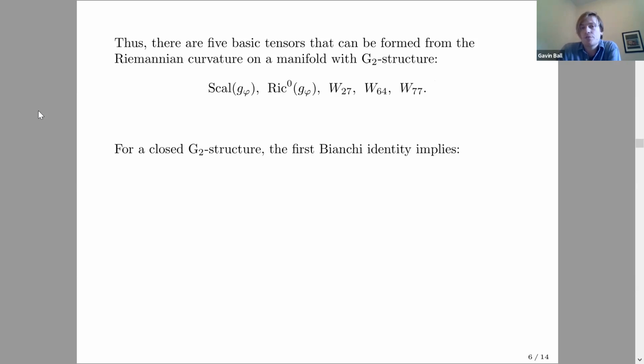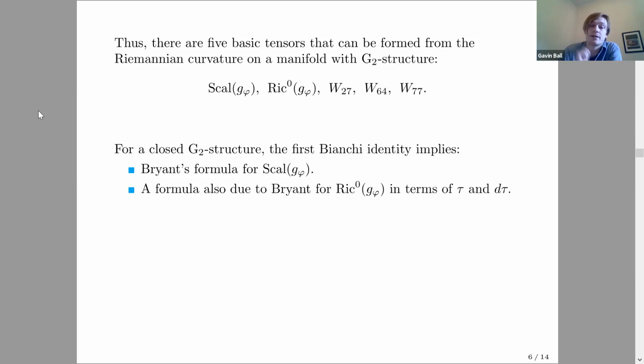Now for a closed G2 structure, it turns out that the first Bianchi identity implies the following relations. So you get Robert's formula for the scalar curvature. You get a formula that I'm not going to write down, also due to Robert, that describes the traceless Ricci curvature in terms of tau and d tau. So this 3-form d tau. You get a formula for the 27-dimensional piece of the Weyl curvature in terms of tau and d tau again. That looks very similar to the formula for the traceless Ricci curvature.